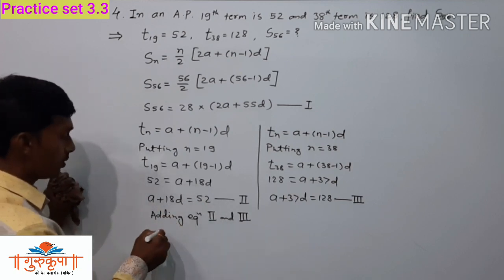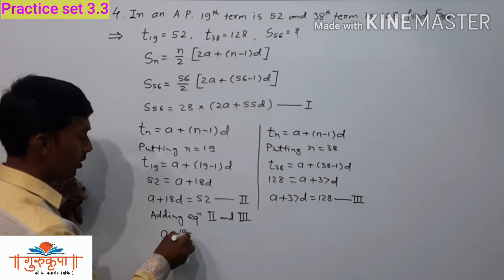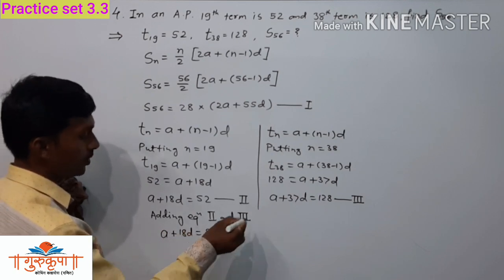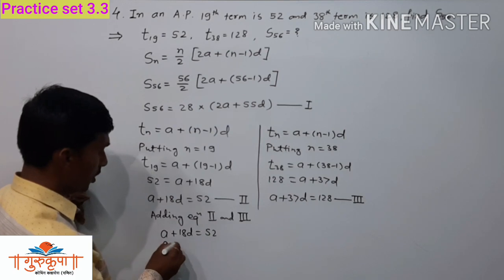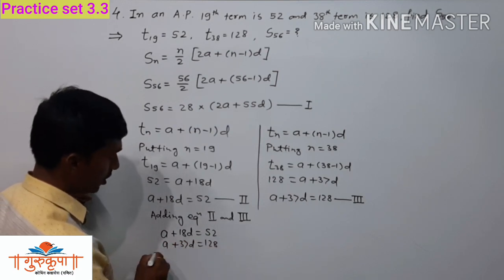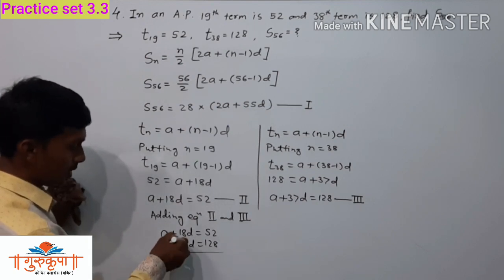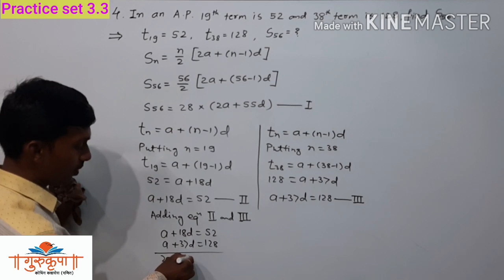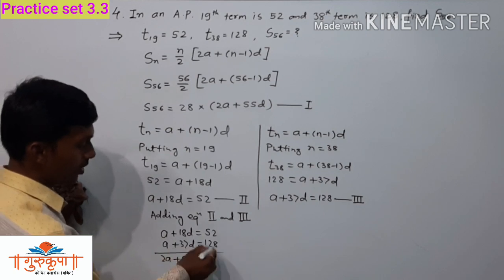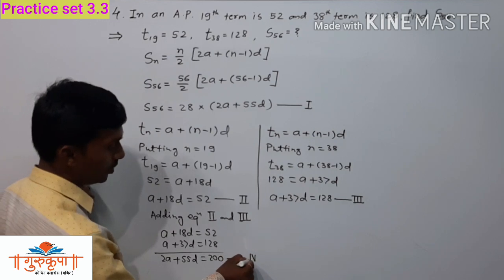Equation 2 is a plus 18d is equal to 52. Equation 3 is a plus 37d is equal to 128. Now take the sum. a plus a is 2a, plus 18 plus 37 is 55d, is equal to 200. Represent this as equation 4.